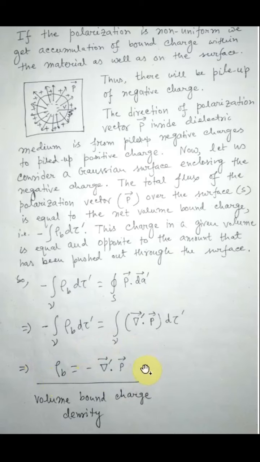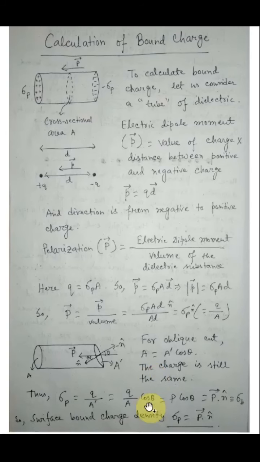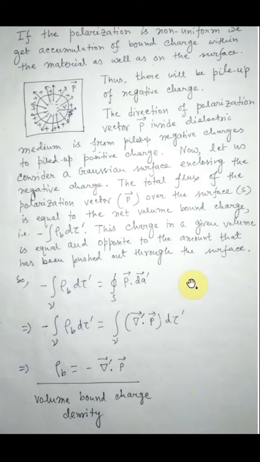So we have obtained the volume bound charge density form and surface bound charge density form from the physical interpretation of the bound charge concept, also from the potential form of a polarized dielectric object. So both are of the same form, right? We have to remember these two forms for future purposes when you are going to do numerical problems. So today I am ending here.